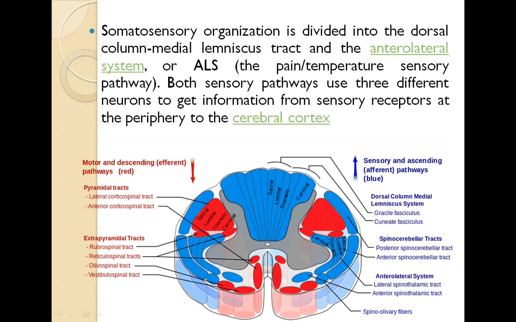Somatosensory organization is divided into the dorsal column medial lemniscus tract and the anterolateral systems, or ALS. Both sensory pathways use 3 different neurons to get information from sensory receptors at the periphery to the cerebral cortex. A graphic that shows the different segments of the spinal cord.